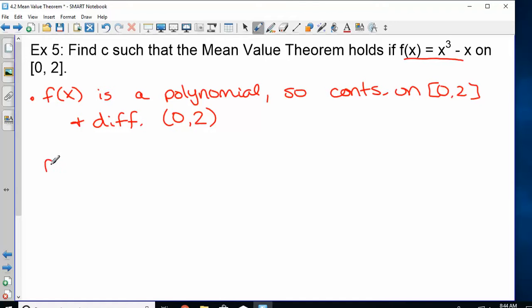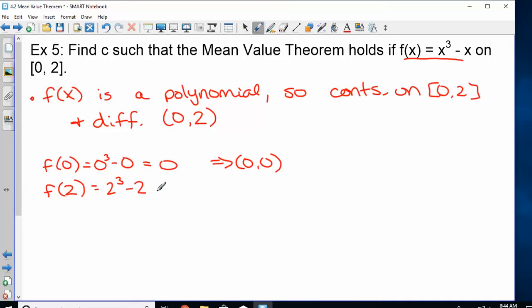If my x is 0, if I put in a 0, what do you get out? 0. So I have the point (0, 0). If my x is 2, I get 8 minus 2, which is 4. So I have the point (2, 4).